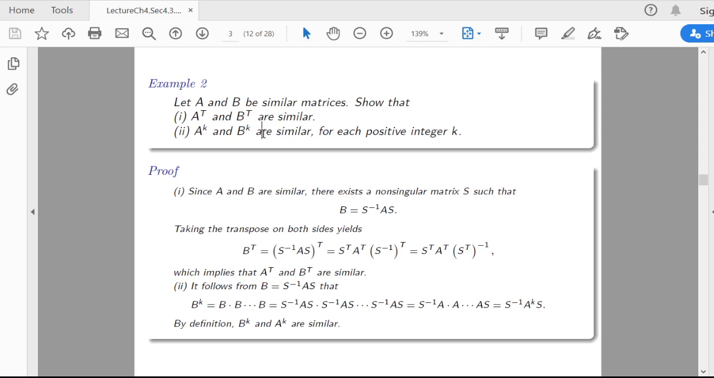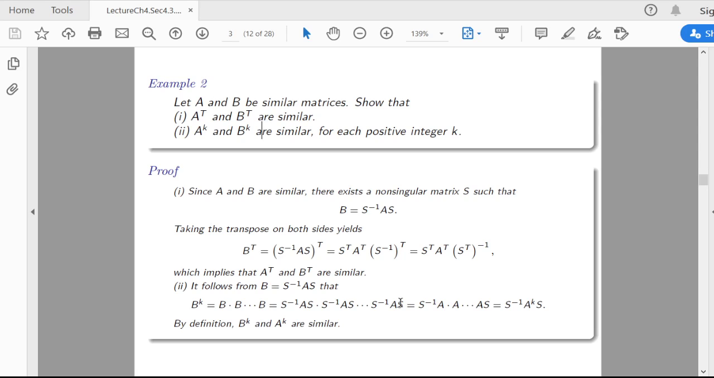To prove the second part, we still use the equation B equals the inverse of S times A times S. We consider B to the power k. That is the same as B times B times B times B. How many B's here? k B's. And then for each one we substitute B by S inverse times A times S. So we get one here, the second here, the third one, up to the nth B.